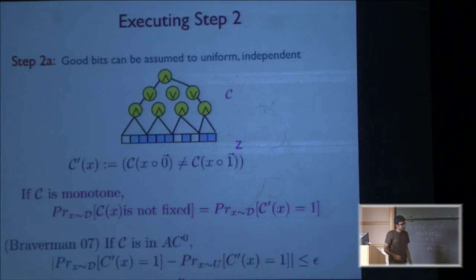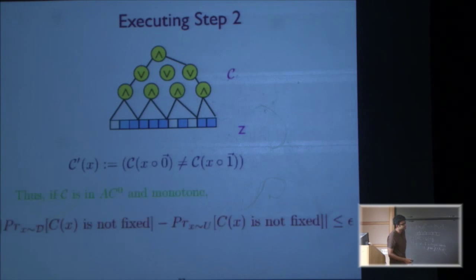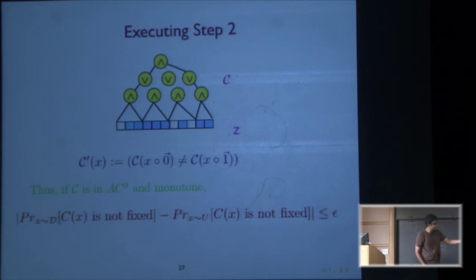And all we need is polylog-wise independence for a large enough constant. So what this shows is that if C is in AC0 and monotone, then the probability that C of x is not fixed, when the good bits are from the uniform distribution and when the good bits are from the t-wise independent distribution, is close, right?